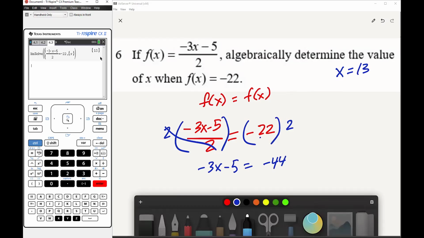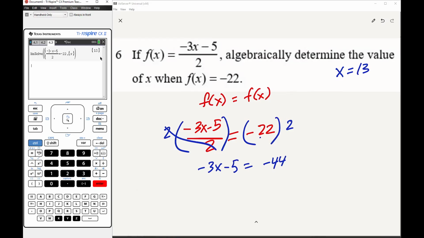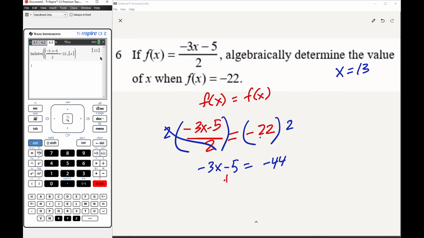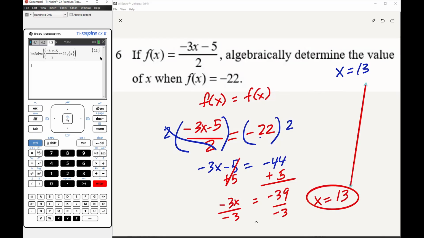Now, all I have to do is move the minus 5 over. So I'm going to add 5 to this side, add 5 to this side, cancel out. So I got a negative 3x, and this is going to be a negative 39. Now the last step is divide both sides by negative 3, and I've got x equals 13, which is what we expected. Okay, done. That's the algebra. That's how you would do it.